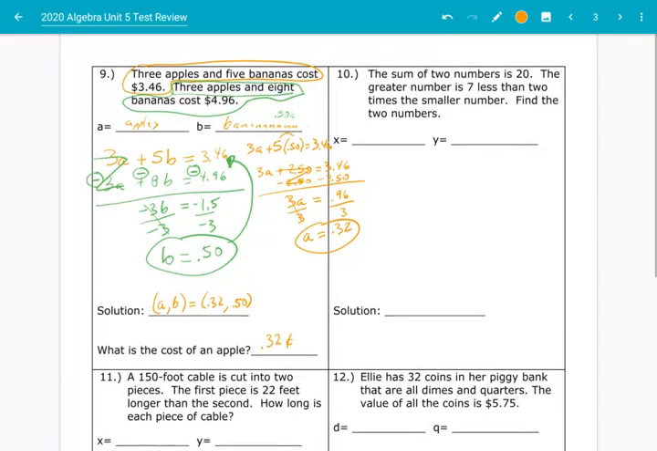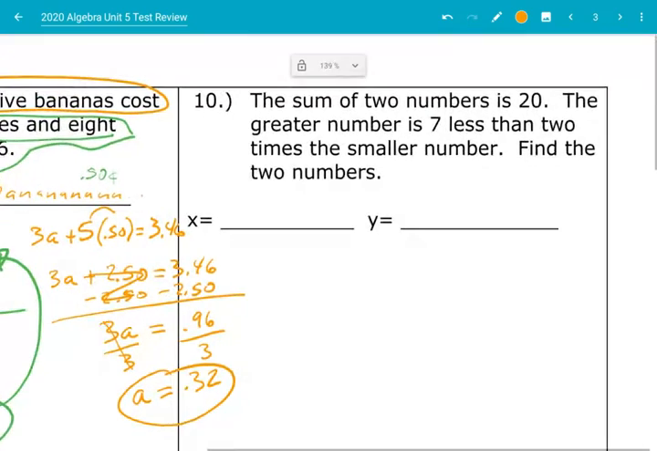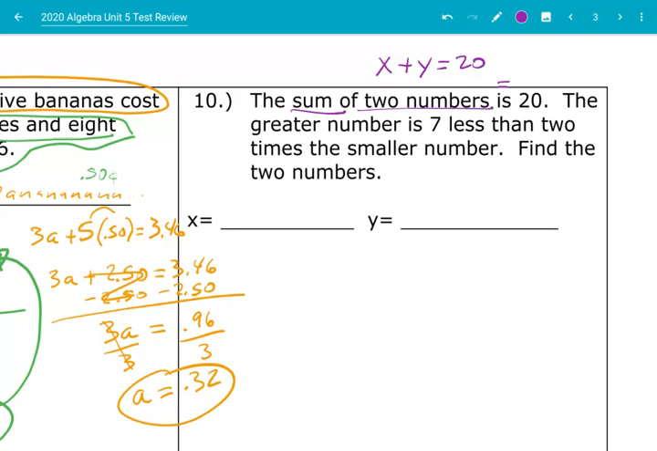Okay, let's see. The sum of 2 numbers is 20. These are fun. Sum comes from adding things, right? So when we have 2 numbers, let's call them x and y, and the sum is 20. So there's one: x plus y equals 20.